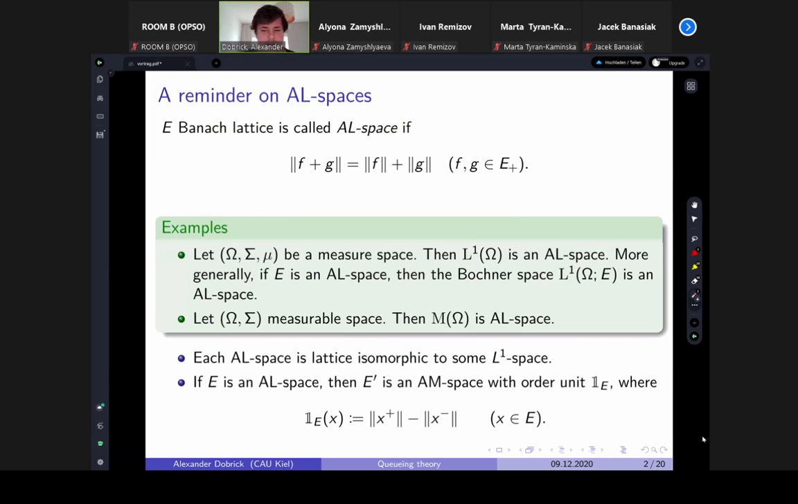Some facts about AL spaces that will be important for us later on. As I said, L1 spaces are AL spaces, but the converse is also true. Every AL space is isomorphic to some L1 space on a suitable measure space, so they're interchangeable basically. But we just need the algebraic property here for what will follow. Another fact about AL spaces: the dual is a so-called AM space. It's not important what that is at the moment, but this AM space has an order unit, which is just the one function if you're working with L1 spaces. But you can define it abstractly as that kind of functional here.